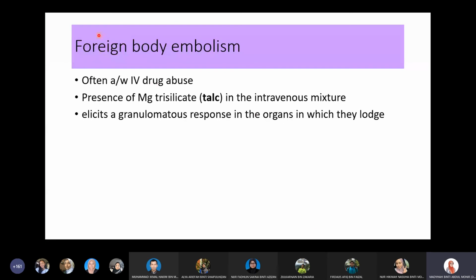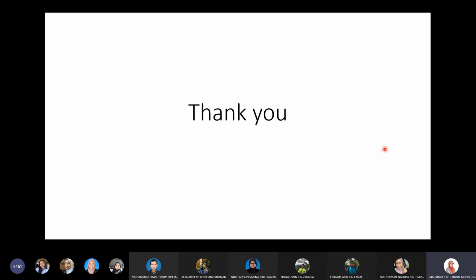Last but not least, I'm going to mention foreign body embolism. It often occurs with intravenous drug abuse. There can be presence of talc or magnesium trisilicate in the intravenous mixture. This will elicit a granulomatous response in the organ in which the foreign body lodges. That's all.